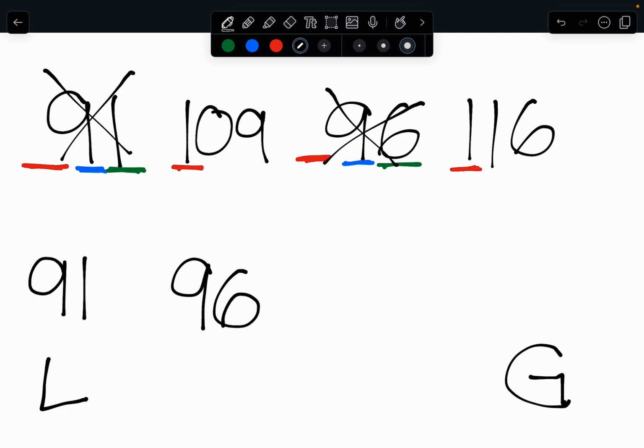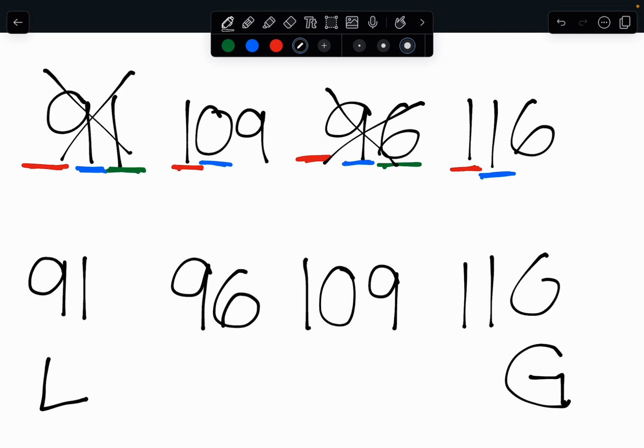Now we have 109 and 116. So we're going to look at our tens place on these numbers. There's a 0 in this one and a 1 in this one. So again, I'm looking for the next. Well, I've got 91, 96, and the next smallest number going towards the greatest would be 109 because 0 is smaller than 1. And my biggest number would be 116. All right.